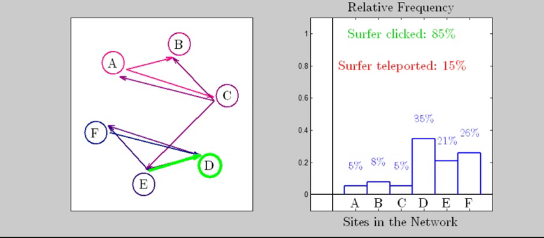You'll see on the right a relative frequency histogram of the amount of time that the random surfer spends at each site. And this is purely structural, based on the assumptions I showed a moment ago. Now, the mathematics behind Google is much more advanced than this. This is just a concept behind how Google works.